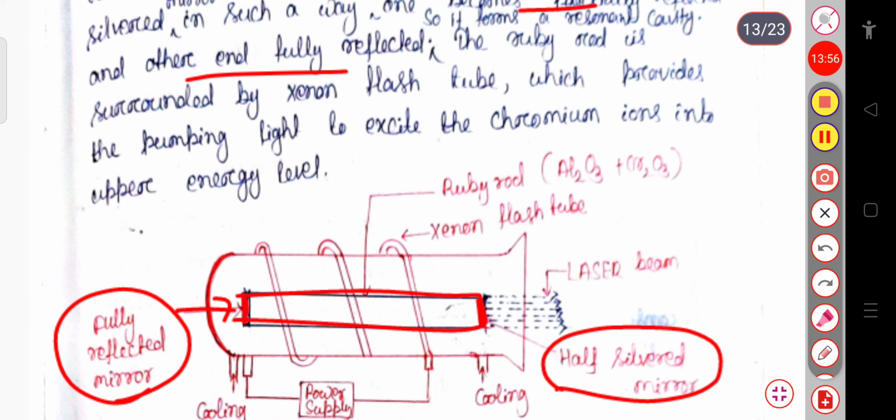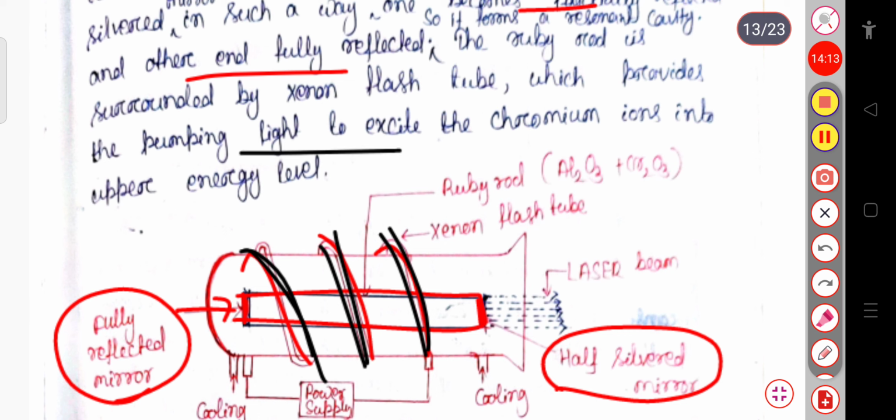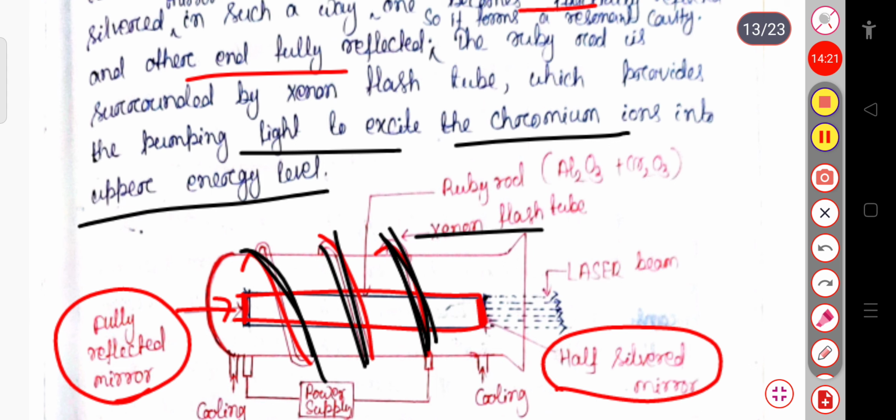The ruby rod is surrounded by this xenon flash tube. Okay, let me change the color. So this is your xenon flash tube, this black one. It provides the pumping light to excite the chromium ions into the upper energy level. So here what will happen? When this xenon flash tube gets heated, it will excite the chromium ions into the higher level.